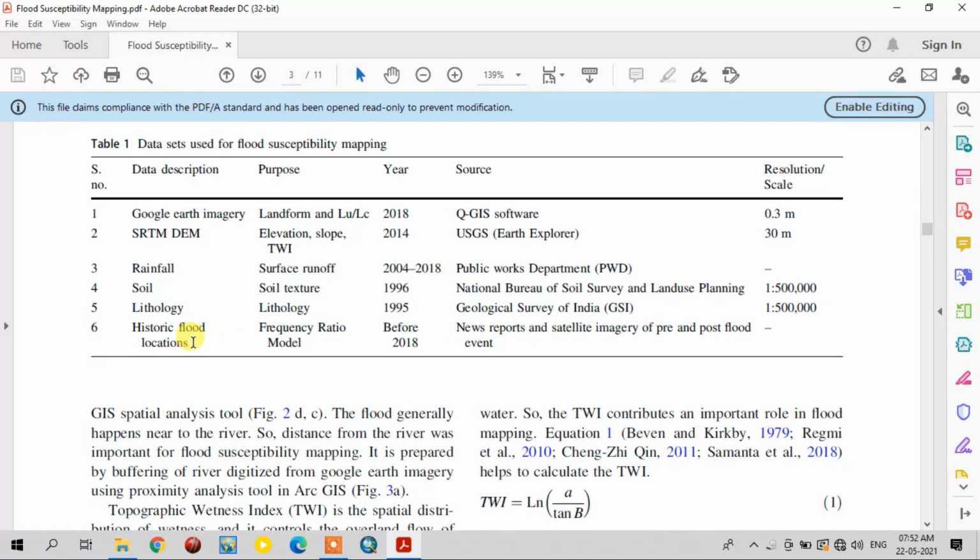And finally I have collected historic flood locations, because historic flood locations are important for identifying the current flood location areas. This one is used for the frequency ratio model. Actually, these flood susceptibility zones are identified using the frequency ratio model, so I have used historic flood locations for this. This is collected from news reports and satellite imagery of pre and post flood events.